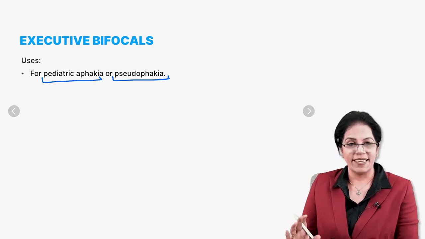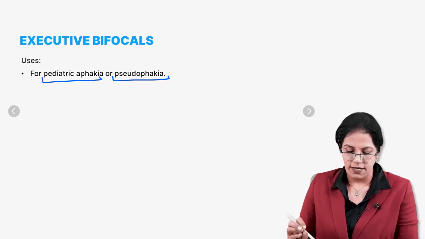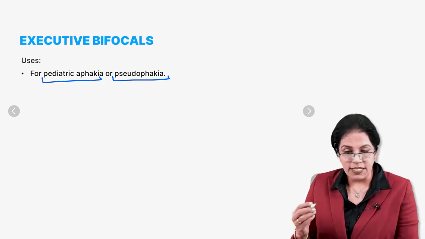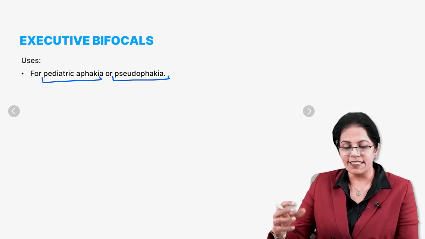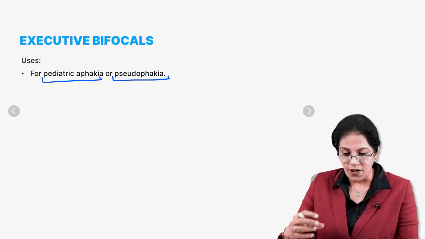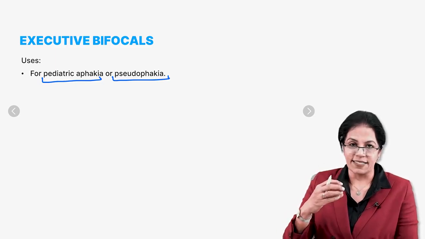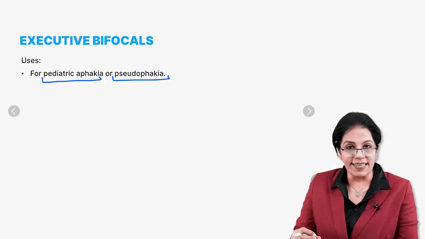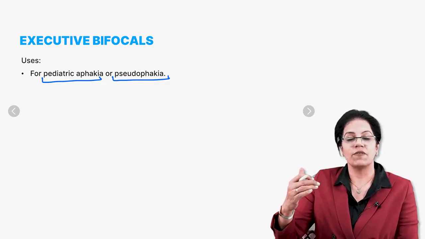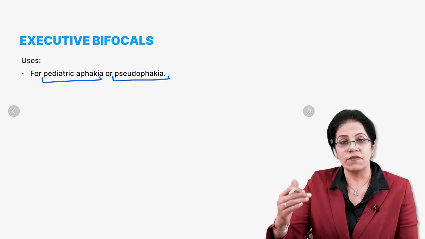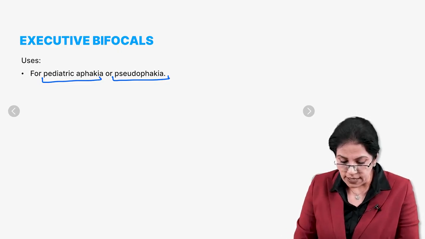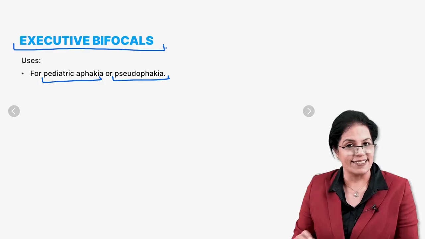Do you realize something? If you are an adult, you can decide, okay, I am doing near work, I will use my near glasses. But a child cannot decide, okay, now I am looking at the near, let me put on the glasses. So he has to be given a glass which he can wear continuously, which takes care of both far and near. Even if he has no number for the far, it has to be taken care of for the near. So what we use is executive bifocals.